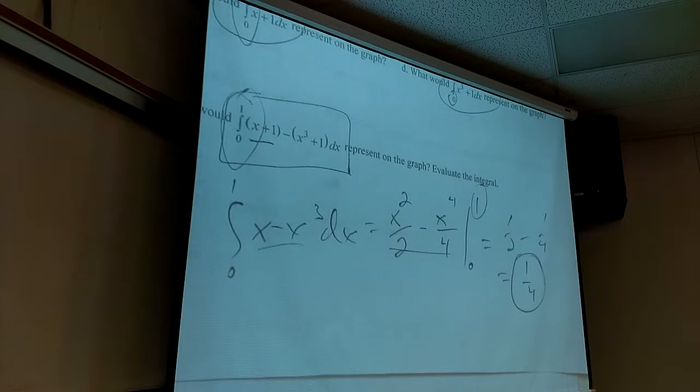So as long as you get the right function first, the one that's on top, minus the one below, that's going to always come out to be the actual physical positive area between those two functions.